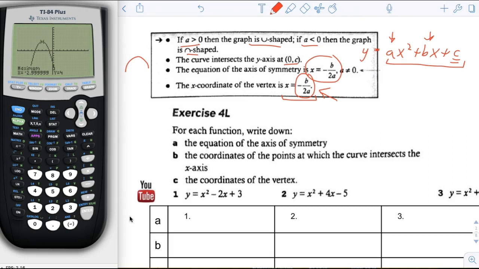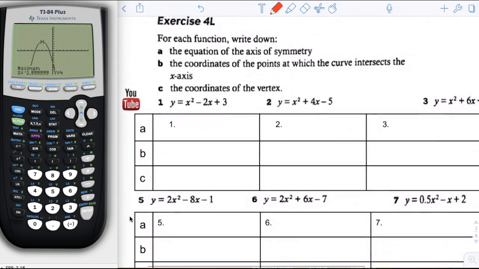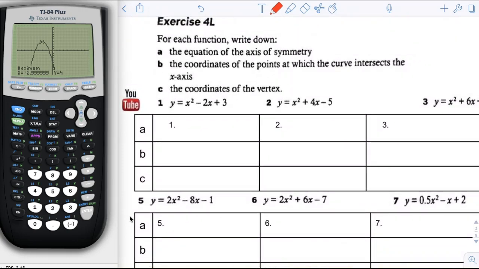So we're going to work on this. Even if you don't understand what I just said, that's okay. We're going to practice a little bit on this page. For these parabolas, these quadratics, we are going to do 3 things. One is we're going to find the equation of the axis of symmetry. And we're going to do that using the equation x equals negative b over 2a. And sometimes we are also going to do it by looking at the calculator.